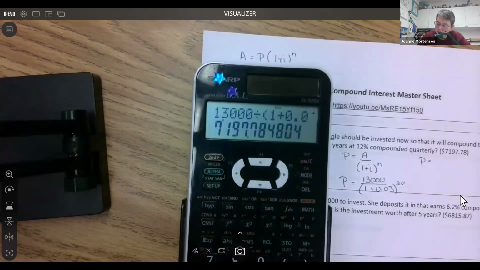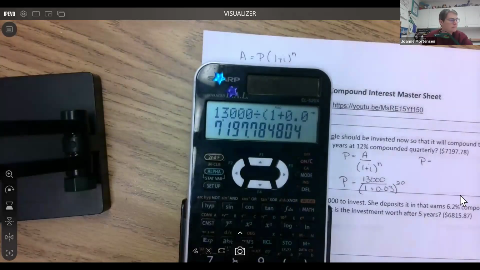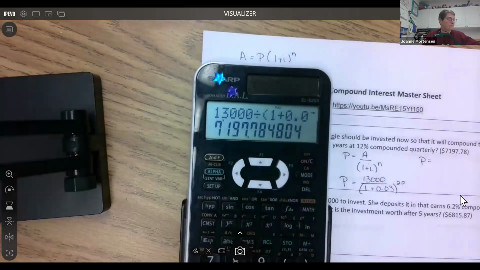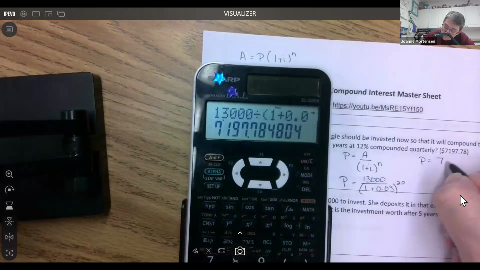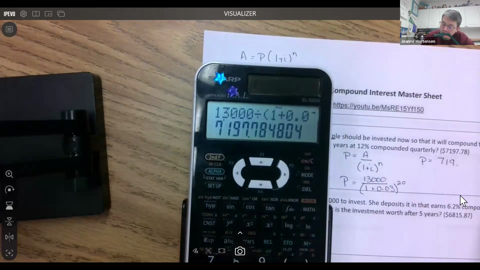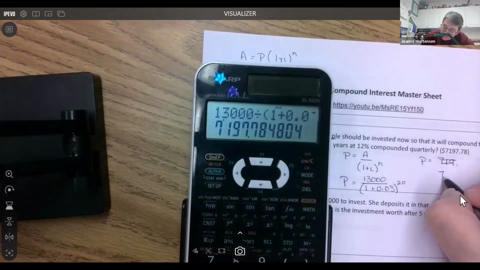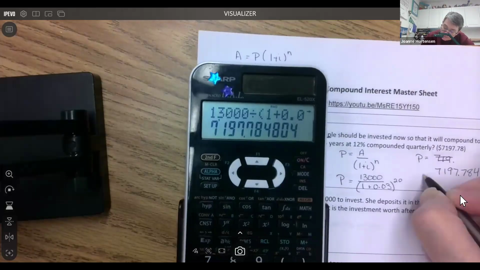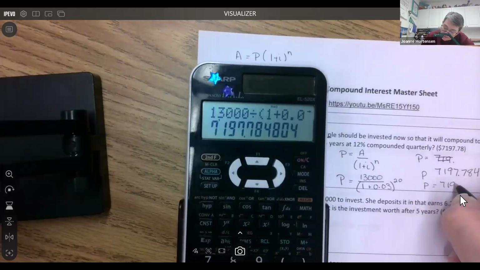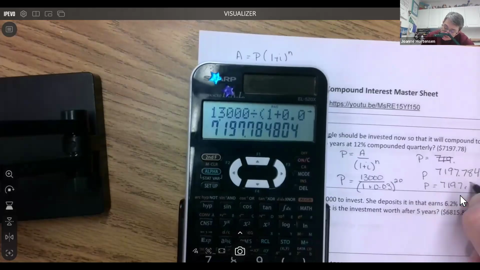I bet I'm going to get, oh, look at that. It worked. I think I might have forgot a set of brackets in there. Let me go back. But I think my calculator is kind and gentle. Yes, I think I should have had an extra set of brackets in there. It worked anyway. 7197.784 is equal to 7197.78, which is what the answer key says it should be.